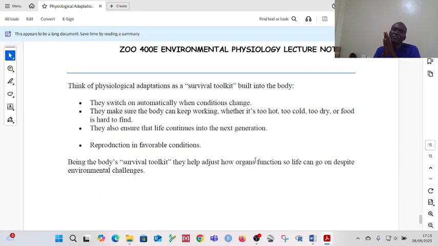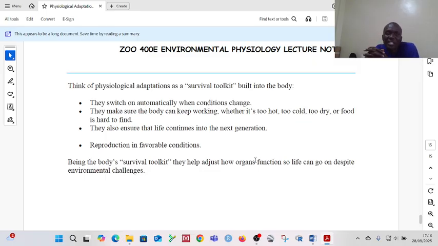So you can think of physiological adaptations as a survival toolkit built into the animal body. This survival toolkit, therefore, can switch on automatically when conditions change. They switch on and off to ensure that the body keeps working. When it is too hot, when it is too cold, when it is too dry, when it is difficult to find food, the survival toolkit comes in to ensure that the life of that particular organism continues into the next reproduction. That one mainly happens when reproduction occurs in periods when the conditions are most favorable.